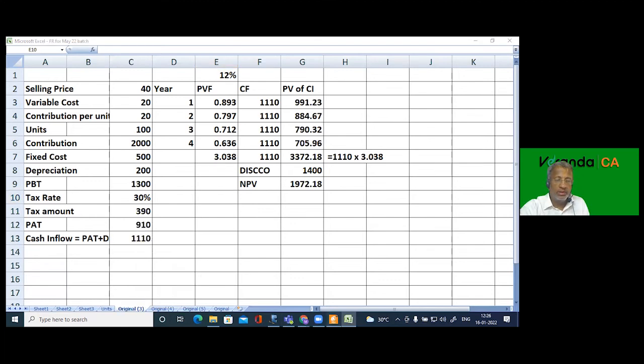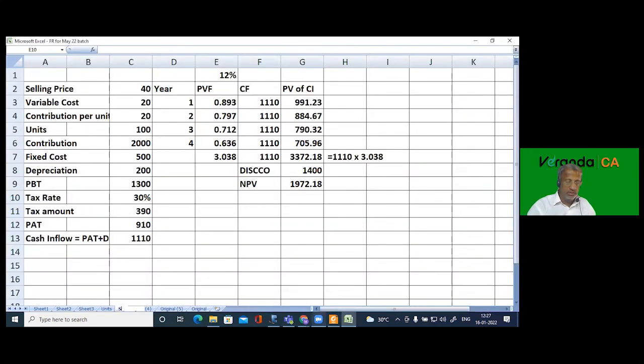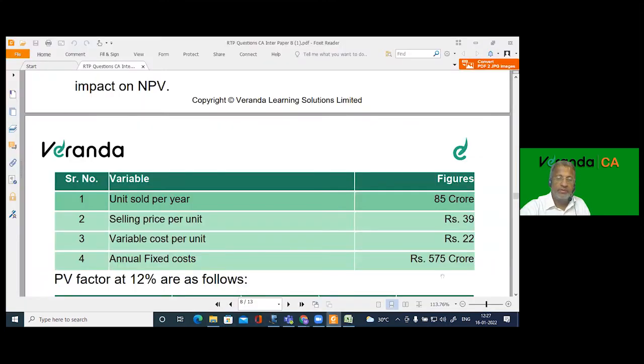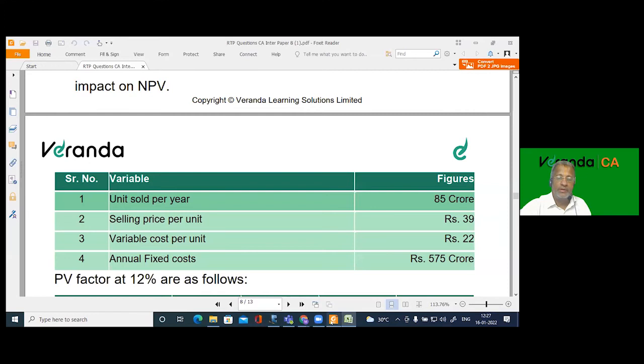Next one, where I want to have the selling price as 39. Selling price 39. I make this as 39. Change happened. Variable cost 22. The next. Fixed cost 575.